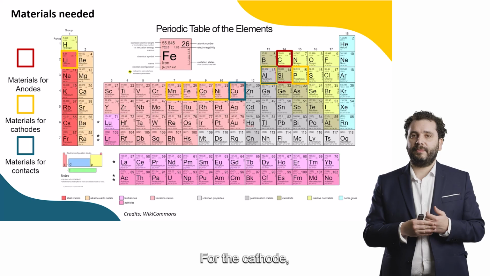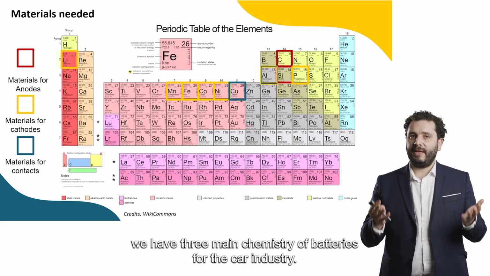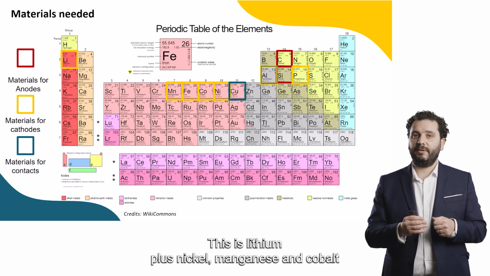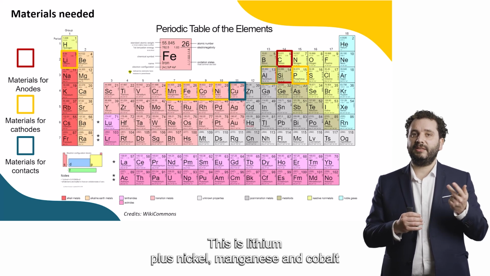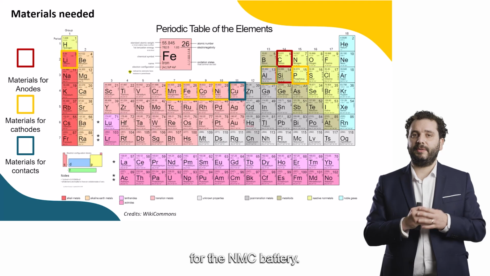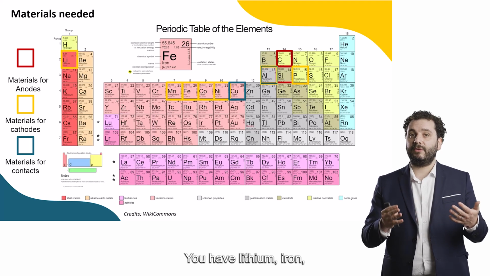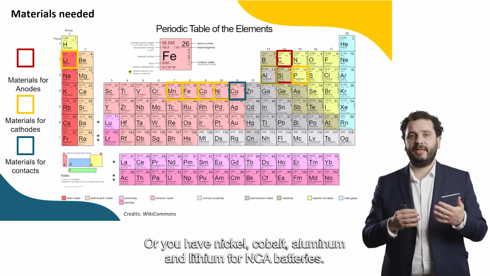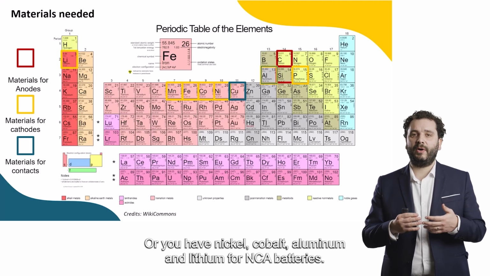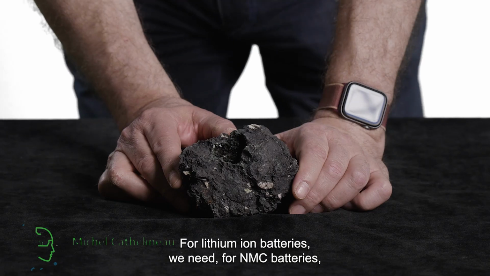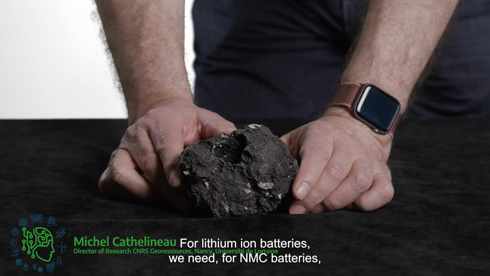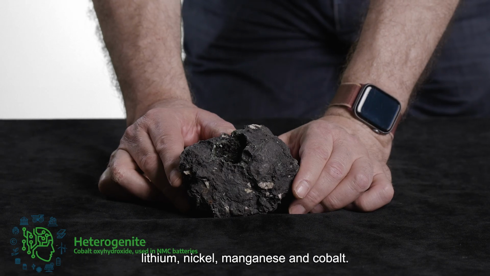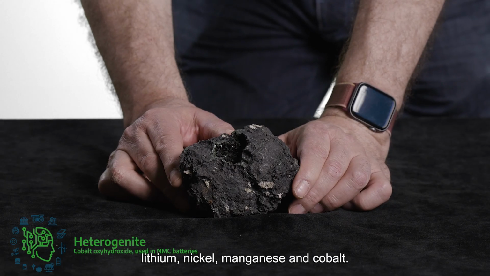For the cathodes, we have three main chemistries of batteries for the car industry. This is lithium plus nickel, manganese, and cobalt for the NMC battery; lithium, iron, phosphorus for the LFP battery; or nickel, cobalt, aluminum, and lithium for NCA batteries. For lithium-ion batteries, we need, for NMC batteries, lithium, nickel, manganese, and cobalt.